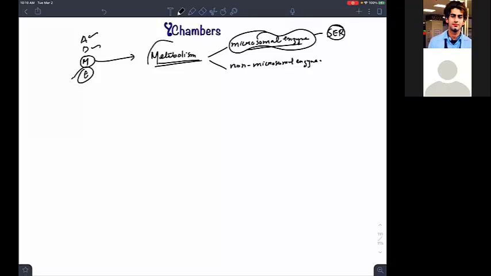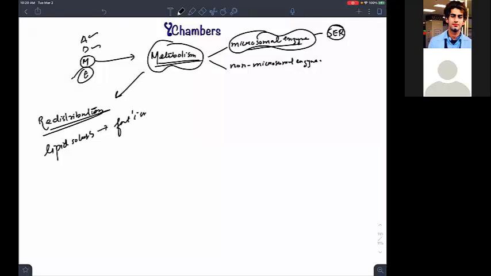Before studying metabolism, I also talked about something called redistribution. I said that if I have a lipid soluble drug, it will start getting redistributed in fat tissues. That means before the drug action is eliminated, the drugs will show a phenomenon called redistribution.